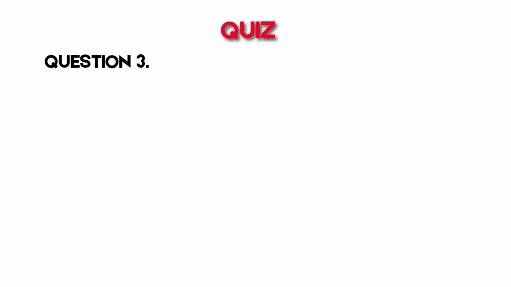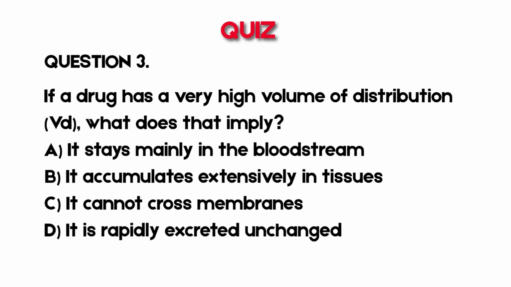Question 3. If a drug has a very high volume of distribution, VD, what does that imply? A. It stays mainly in the bloodstream. B. It accumulates extensively in tissues. C. It cannot cross membranes. D. It is rapidly excreted unchanged.